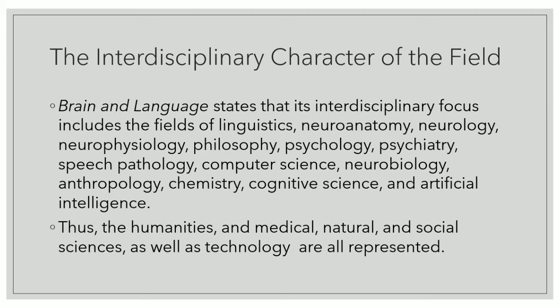The interdisciplinary character of the field. Brain and Language states that its interdisciplinary focus includes the fields of linguistics, neuroanatomy, neurology, neurophysiology, philosophy, psychology, psychiatry, speech pathology, computer science, neurobiology, anthropology, chemistry, cognitive science, and artificial intelligence. Thus, the humanities and medical, natural, and social science, as well as technology, are all represented.